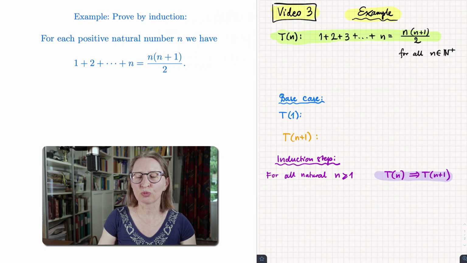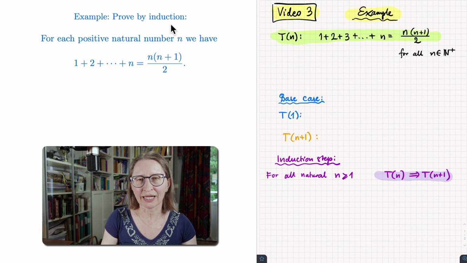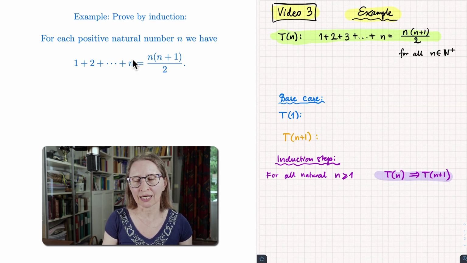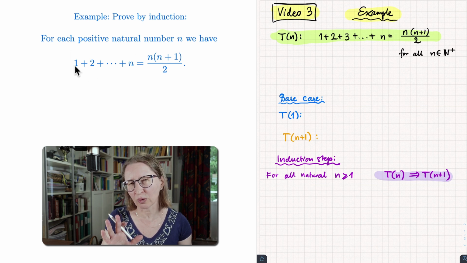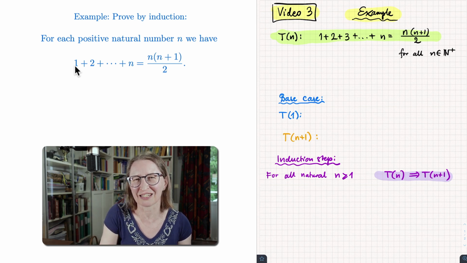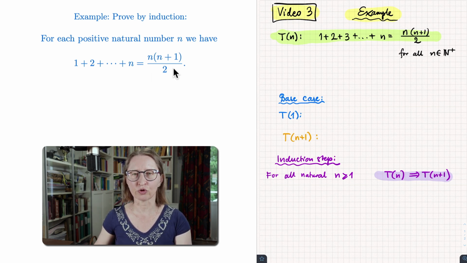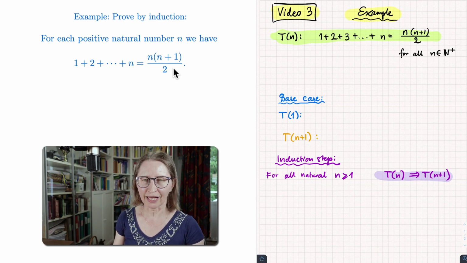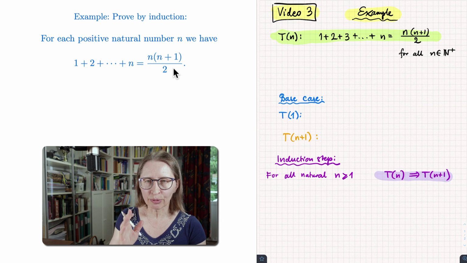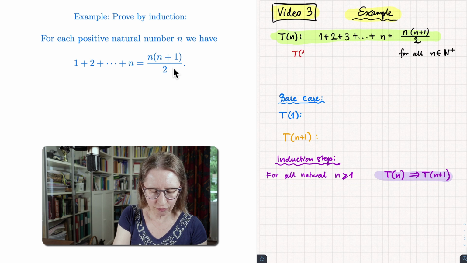So here we have to prove the following. We have to prove by induction that for each positive natural number n, we have this formula, which tells us that the sum of the first n natural numbers starting from 1, well, we could start from 0, but it wouldn't change the sum, is equal to this expression. And you see that I have written on my iPad T(n) in green, so you see how T(n) looks.